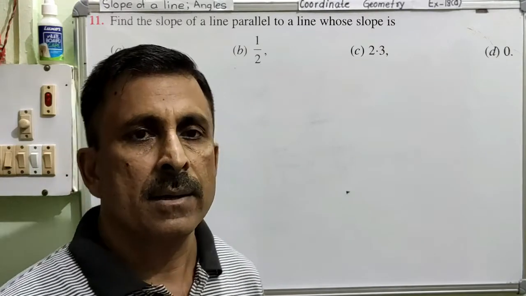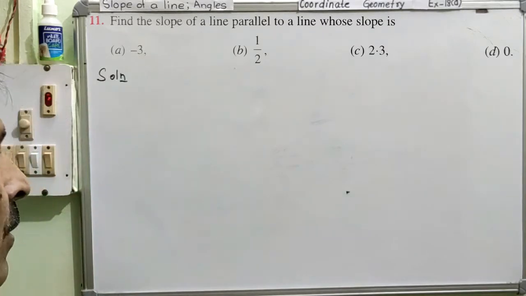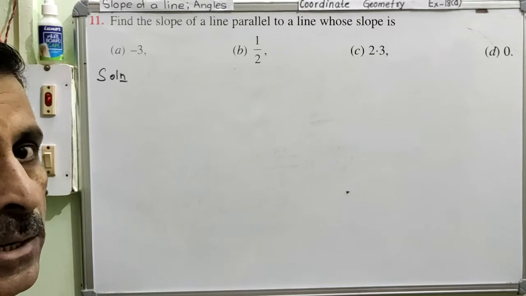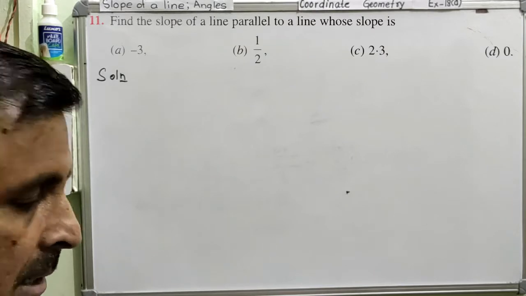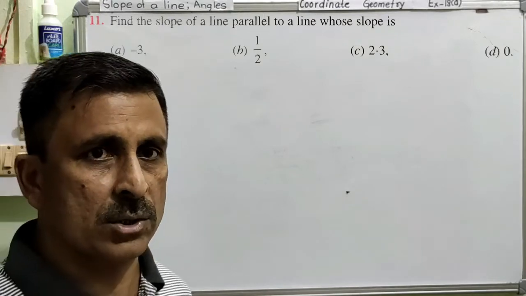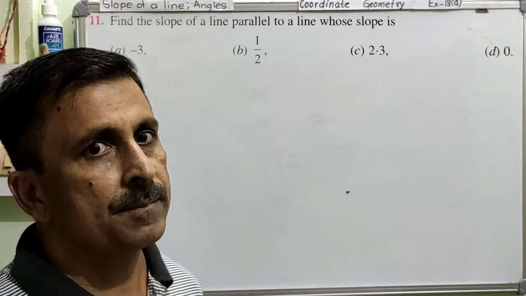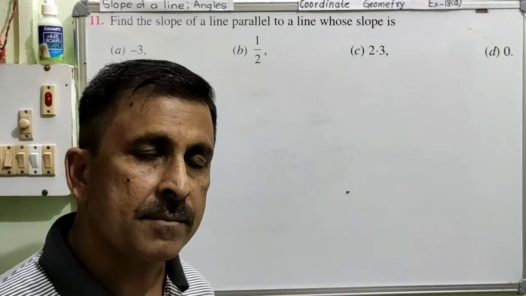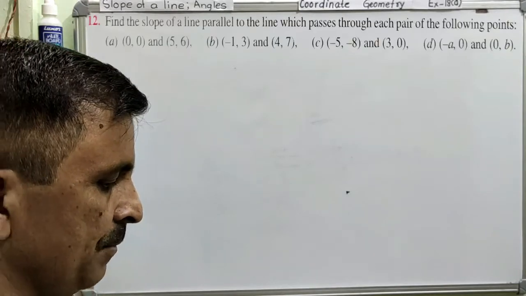You already know that if two lines are parallel, then their slopes have to be the same, isn't it? So in question number A, the slope is given as -3. That means the line which is parallel to this line also will have the same slope. So the answer will be the same as the question only, -3. So in question number 11, all the questions will have the same answer as the question, because the lines are parallel. So when the lines are parallel, their slope must be the same. Clear?